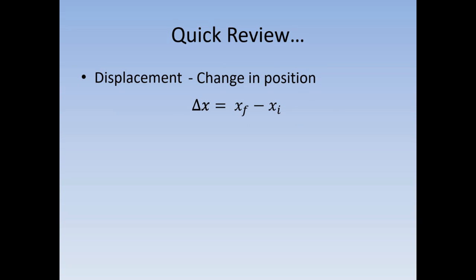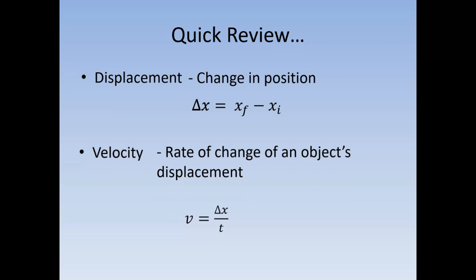An object's displacement is its change in position. We can find this by taking the final position minus the initial position. Remember, this is a vector quantity, so we can have a positive or negative change in position, and the positive or negative simply tells us which direction the object is moving. Velocity is the rate at which the displacement changes. We can find this by taking the displacement divided by the time.